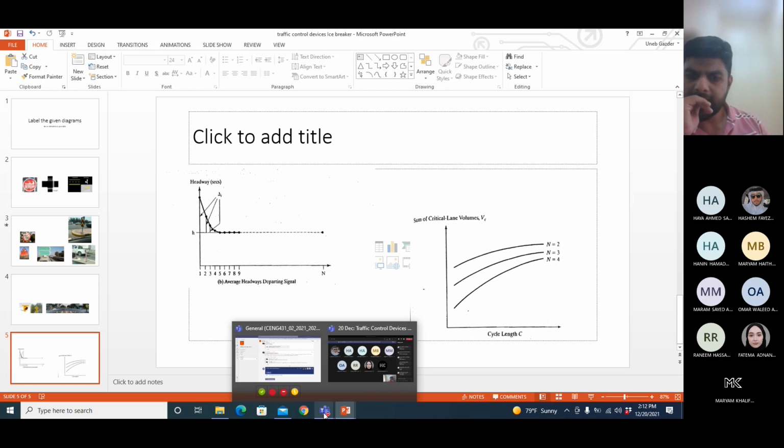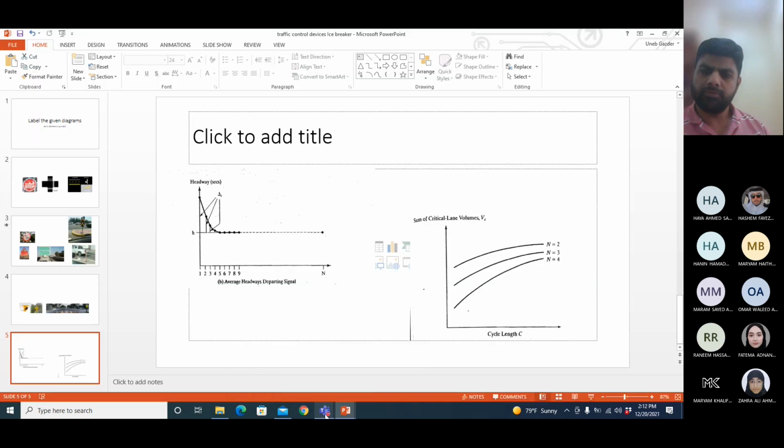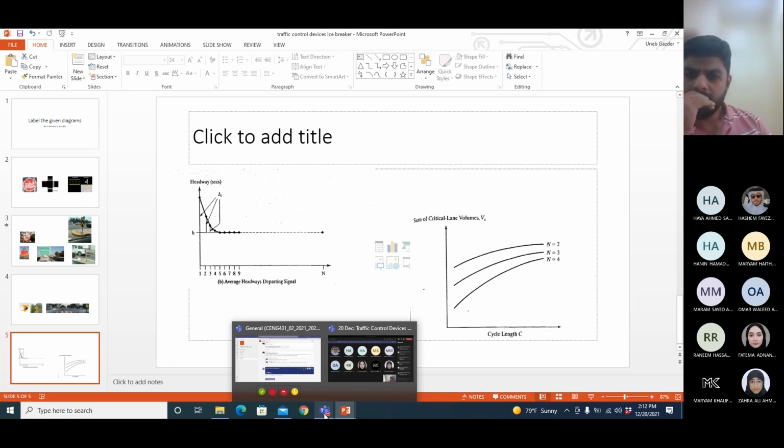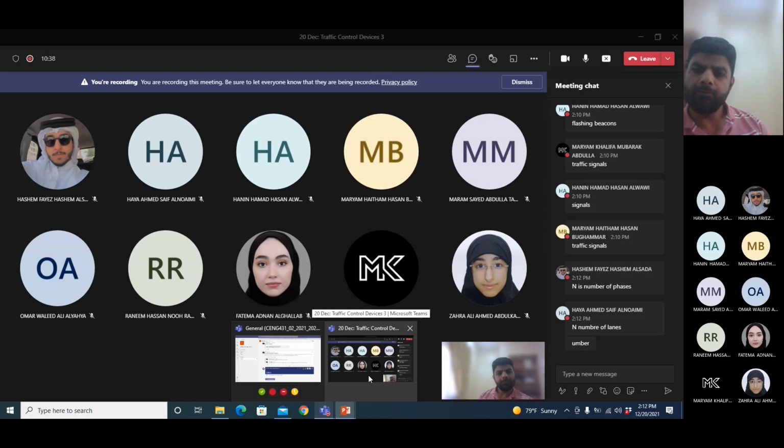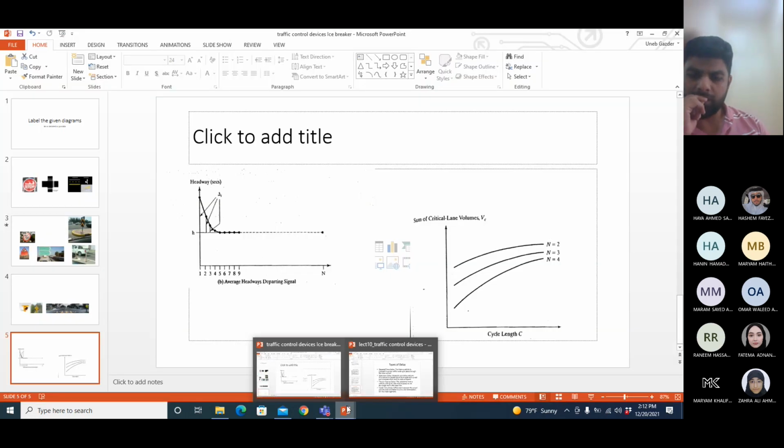Yes, anyone? Have a guess. No problem. What is N here? C is cycle length, it's written. What is N? What is VC? N is number of phases. N is number of phases, not number of lanes. Yeah, and VC is what? What is VC? What do I call VC?